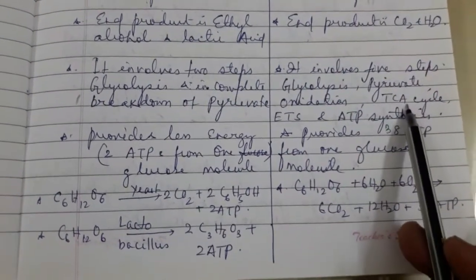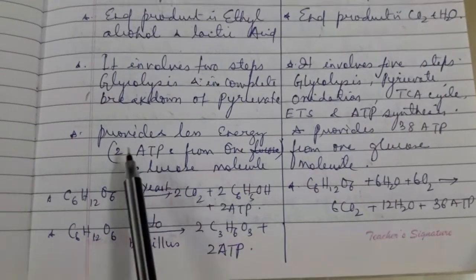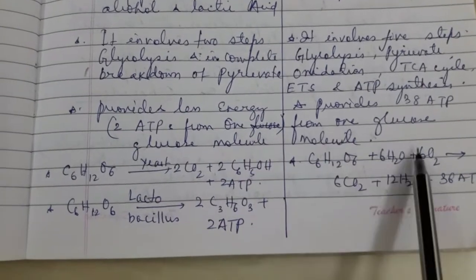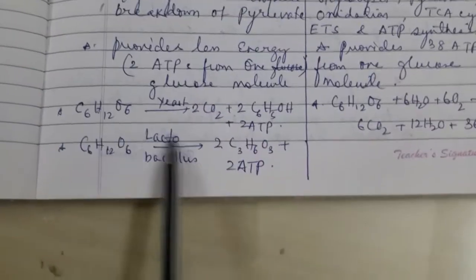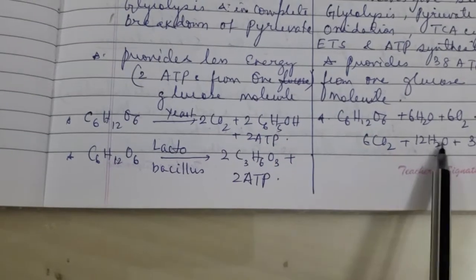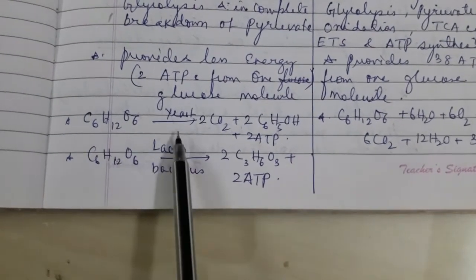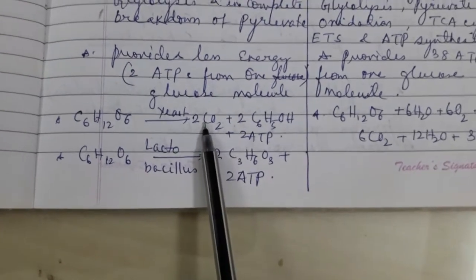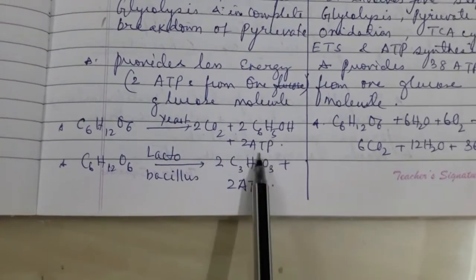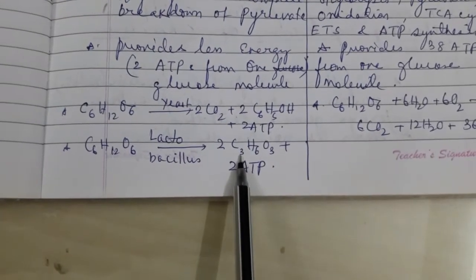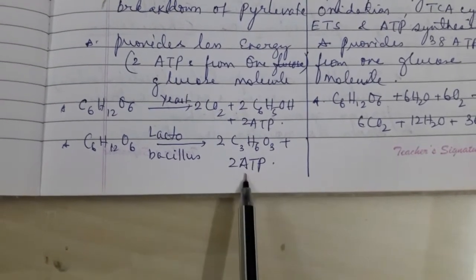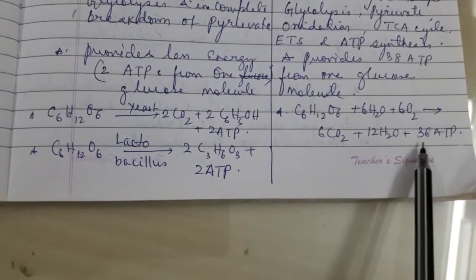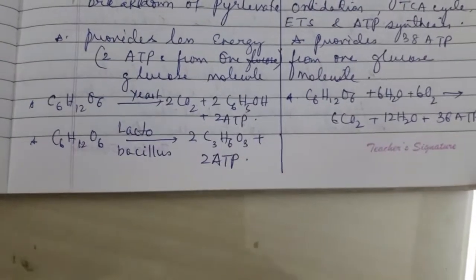Anaerobic provides less energy, aerobic provides more energy, and this is the equation as I have given in the notes. C6H12O6 in presence of yeast, and here in presence of lactobacillus, is converted into carbon dioxide and ethyl alcohol and 2 ATP, and C3H6O3 plus 2 ATP. And here the end product is carbon dioxide, 12H2 and 36 ATP.